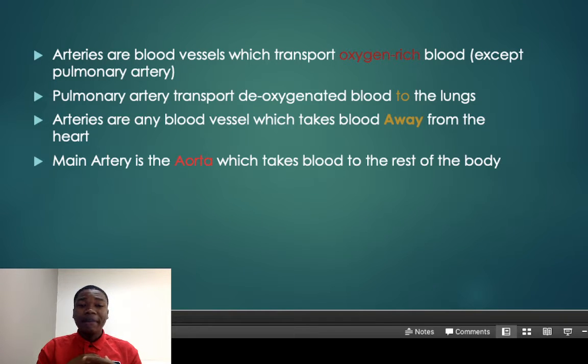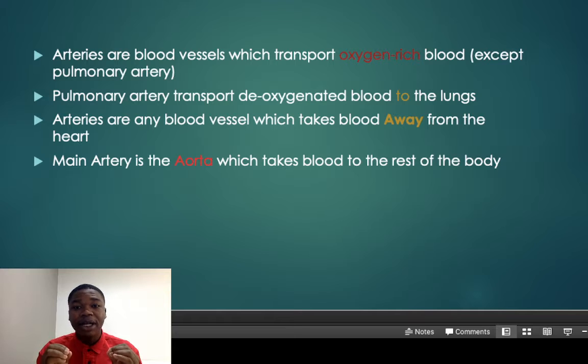So whatever blood is going out of the heart goes through an artery. The main artery here is called the aorta, which takes blood to the rest of the body. So the main function, if they ever ask you about the function of an artery, is to transport oxygen-rich or oxygenated blood, with an exception of the pulmonary artery.